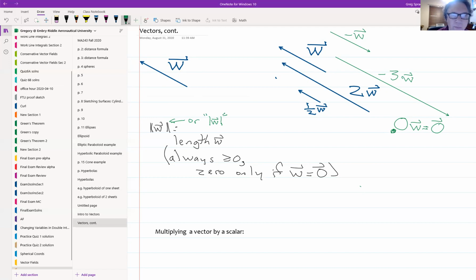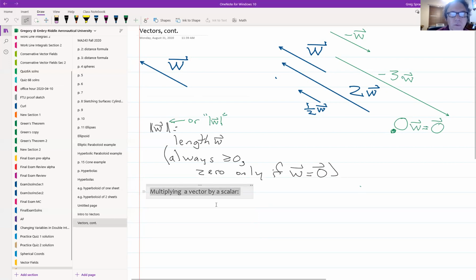The reason that double bars are better is that it emphasizes that what's inside is a vector. Single bars is the same symbol as absolute value. So if you have some complicated expression and it's inside single bars, it might not be obvious whether it's a vector or a scalar.